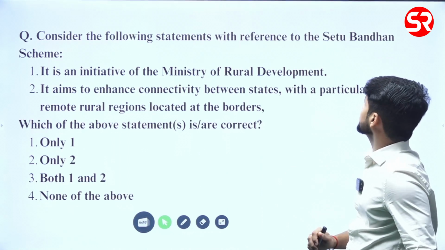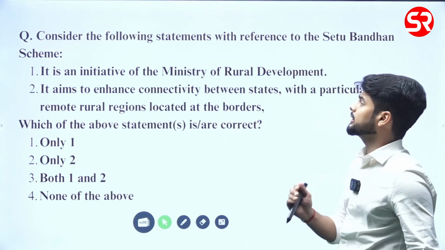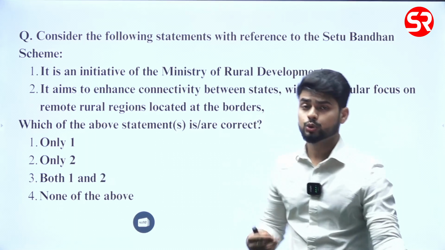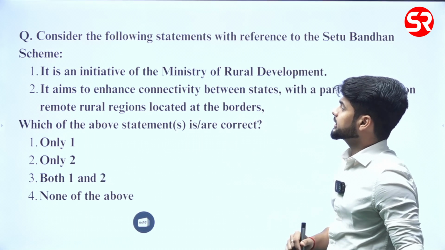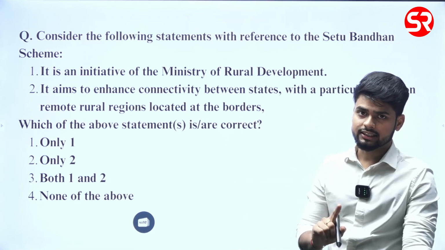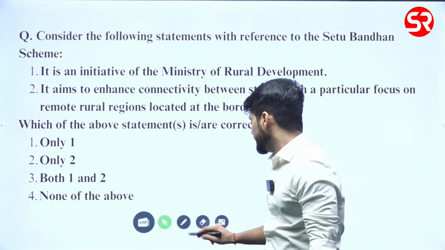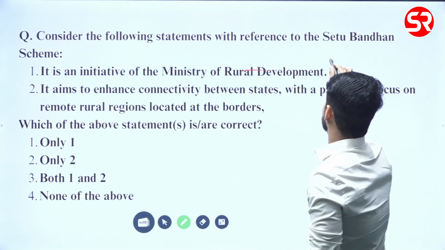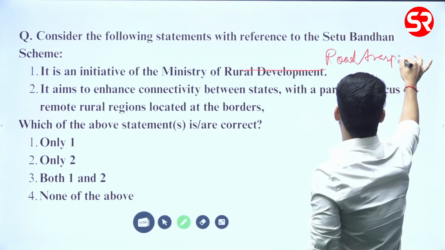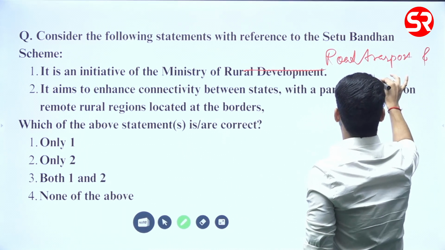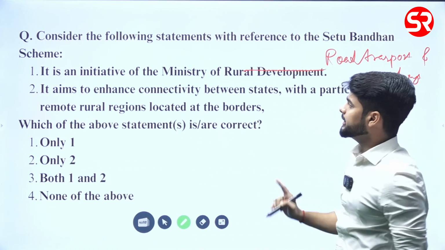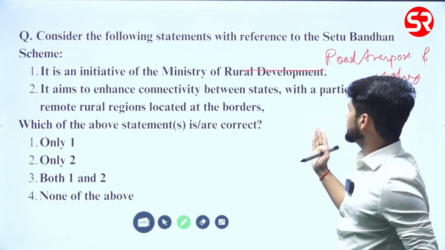Consider the following statements with respect to the Setu Bandhan scheme. Another scheme. I told you schemes are very important for you. So let's see what it is. Number 1, it is an initiative of the Ministry of Rural Development. Now this is incorrect. Why? Because this is under the Ministry of Road Transport and Highways.